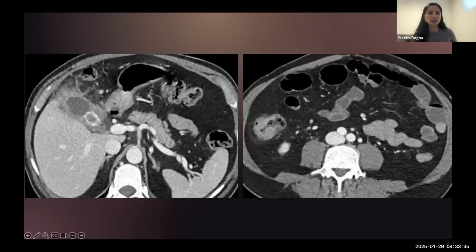And I show this case because we never want to get satisfaction of search once we find one abnormality. The same patient, a little bit lower down, in the ascending colon, had this asymmetric wall thickening, which then on scope was found to be a new diagnosis, colon cancer.